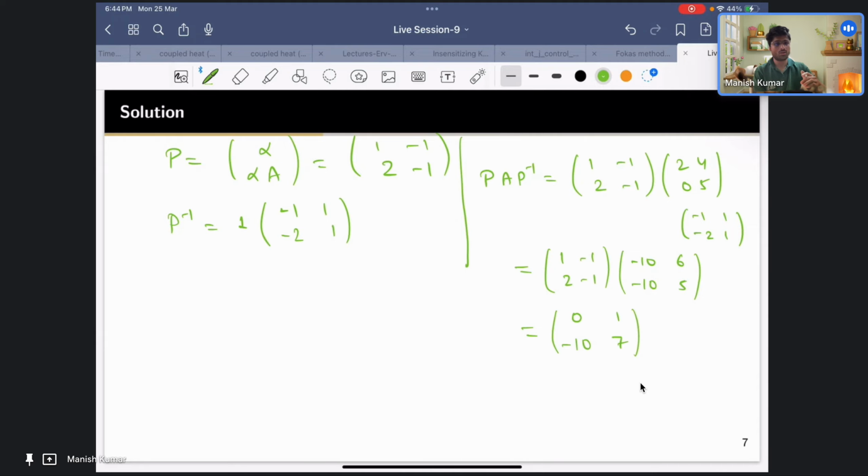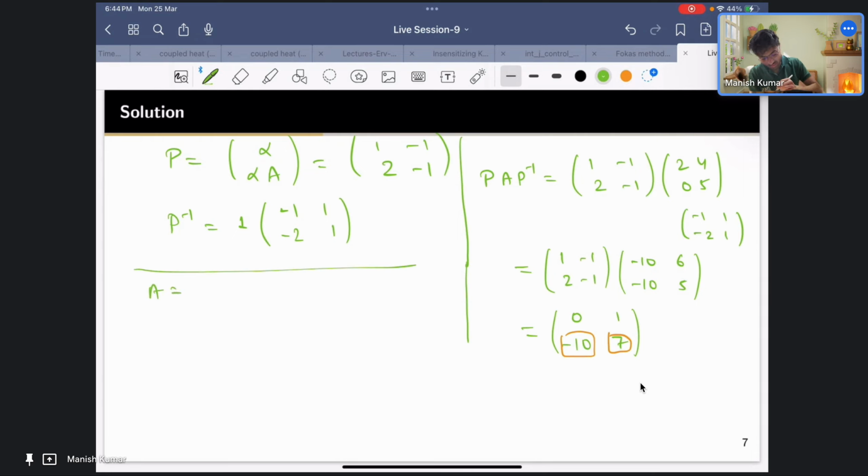Okay, so this is the companion form, right? So from here you can clearly guess what will be the coefficient of the characteristic polynomial of A. Okay, so these entries what you see are nothing but the coefficient of the characteristic polynomial of A, and that also you can determine directly.